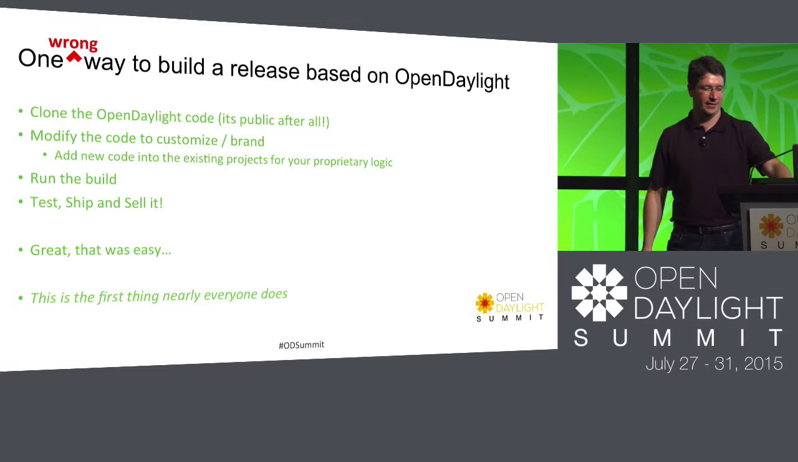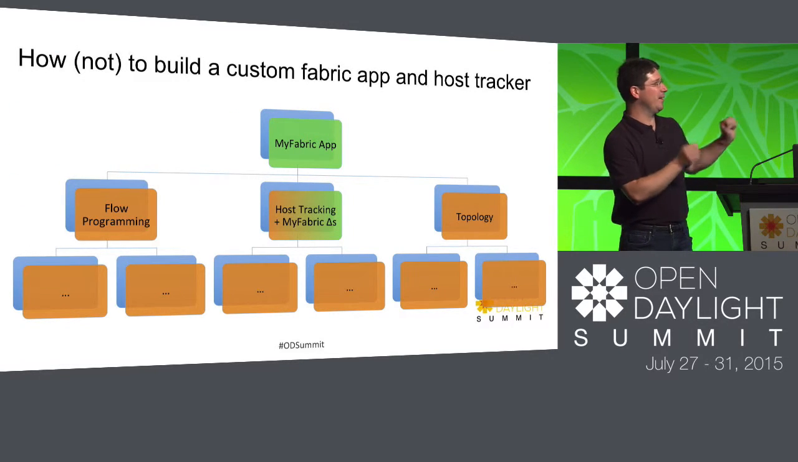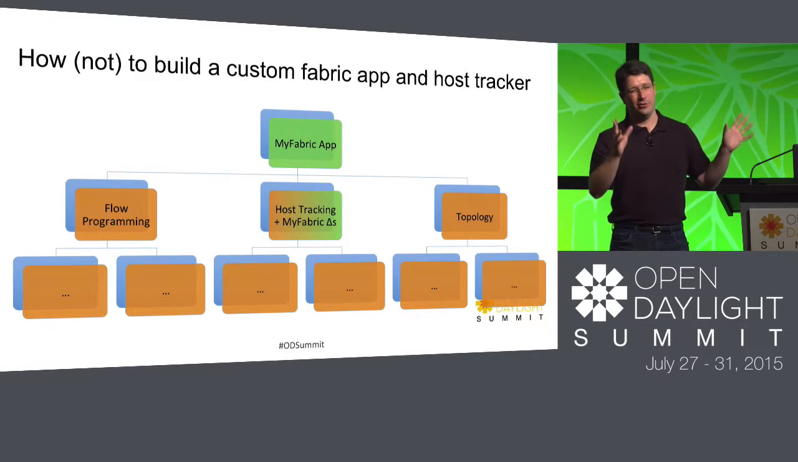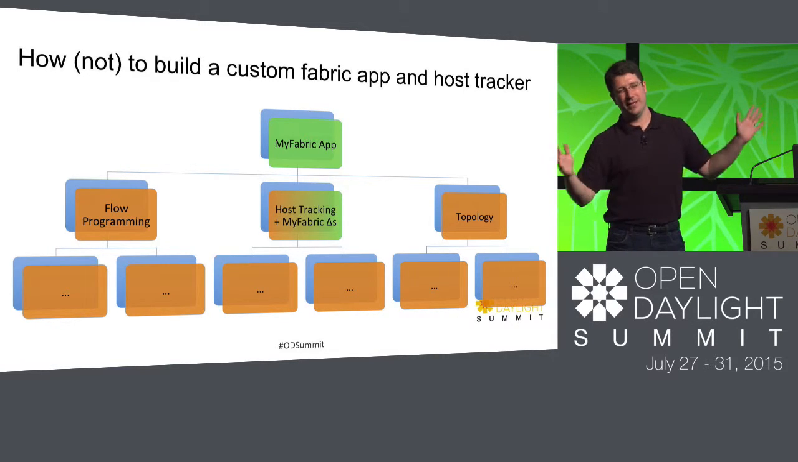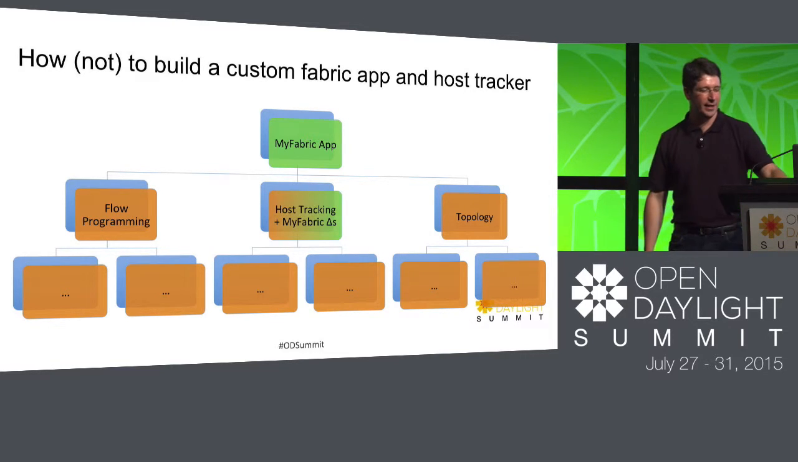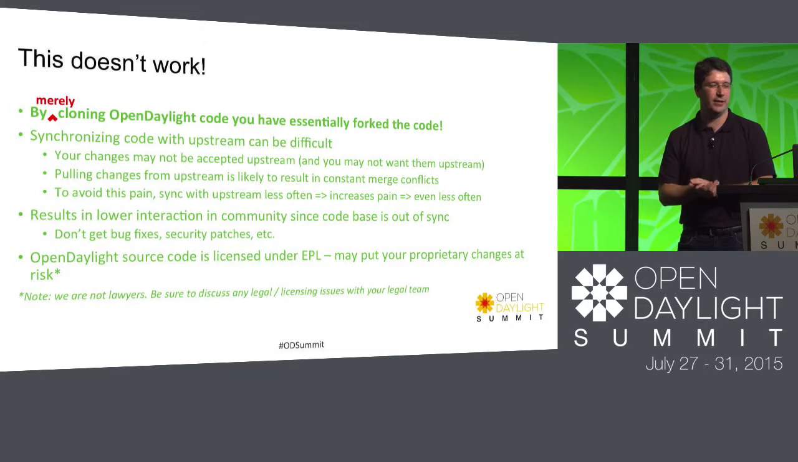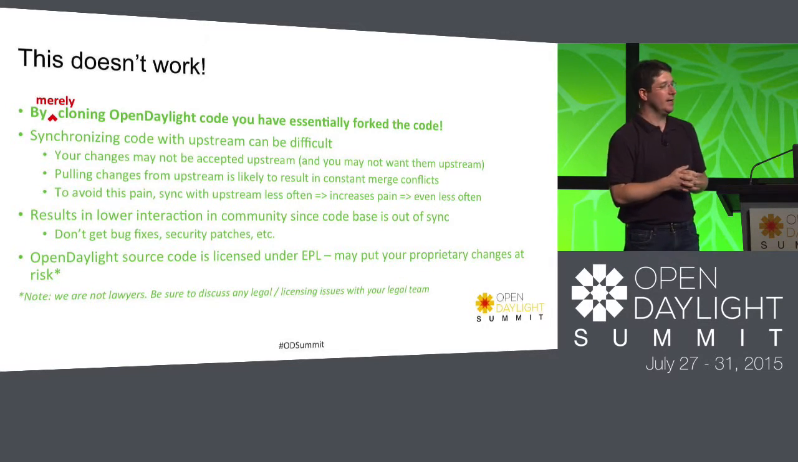And it looks something like this: the orange stuff is OpenDaylight. The green stuff is my code. I downloaded OpenDaylight. It was all orange. It turned out that I needed to modify the host tracking stuff a little bit in order to make my stuff work. I had to write a Fabric application. And so I modified the host tracking application, and I made it a Fabric application. And I have a bunch of OpenDaylight code and a little bit of my code all intermingled with each other. And what you've done is you've really set yourself up in a really, really terrible position, despite the fact that this is what nearly everybody does.